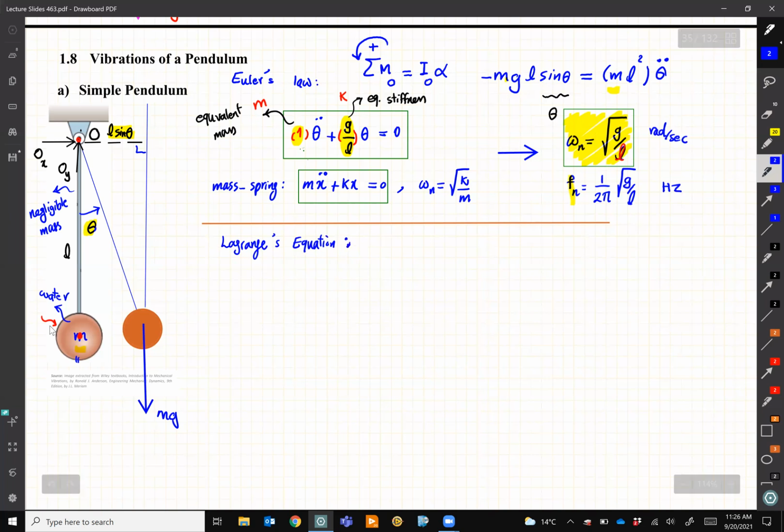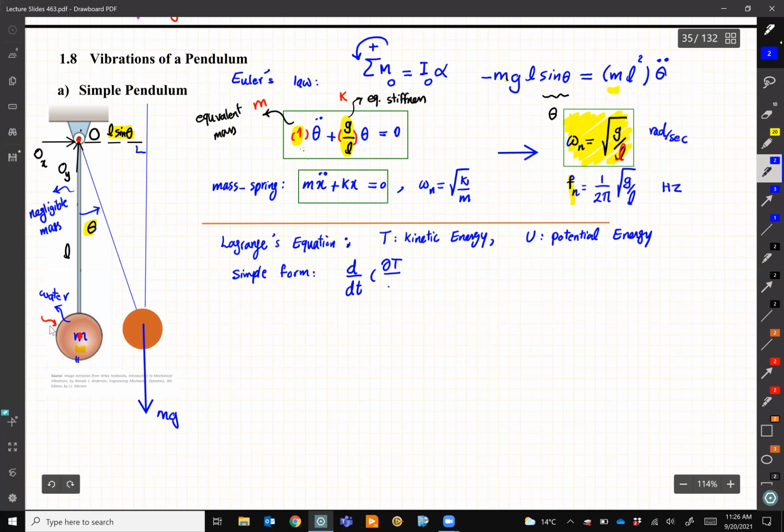So the Lagrange equations, if you recall, we said you need to calculate T, which is kinetic energy, and U, which is potential energy. The Lagrange equation has a very long form, which we will get to, but in a simple form, it is d over dt of the derivative of T with respect to our variable, here theta dot, plus the derivative of U with respect to theta, equal to 0. The variable can be x, theta, or anything. Or we can have several variables, which comes later.